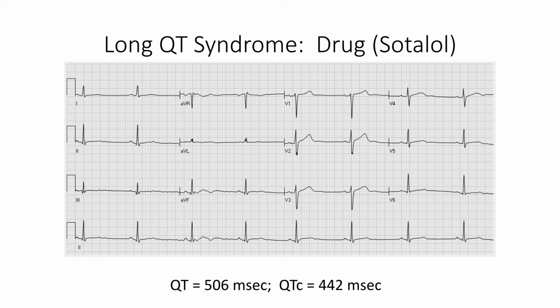Here's an example that you've seen earlier, but I just wanted to briefly remind you that there are many drugs that can cause long QT intervals on the ECG, including sotalol, which is an antiarrhythmic drug. So look in lead 2 below. You can see that the QT interval is about half of the R to R interval.